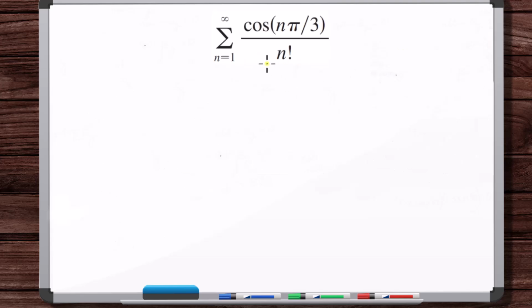Okay, here I don't think they want us to do cosine of n plus 1 times pi over 3 divided by n plus 1 factorial, and then divide that by... I don't think they want us to do it that way. Because in actuality we wouldn't do it that way. If we could use any method we wanted to, we wouldn't do it that way.